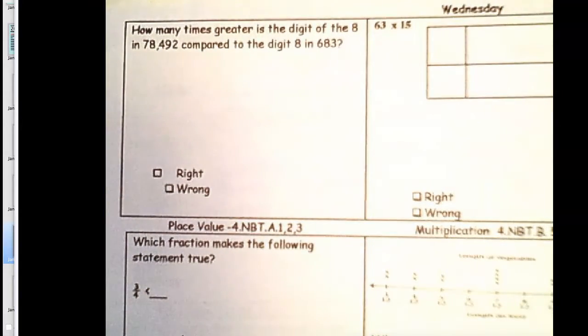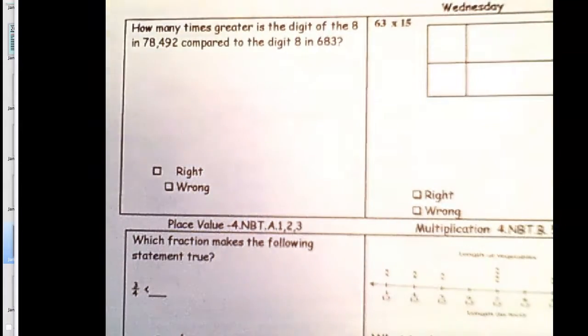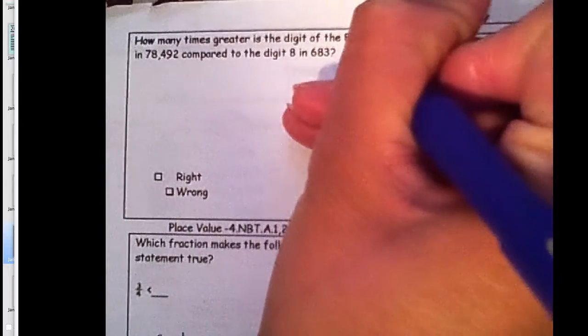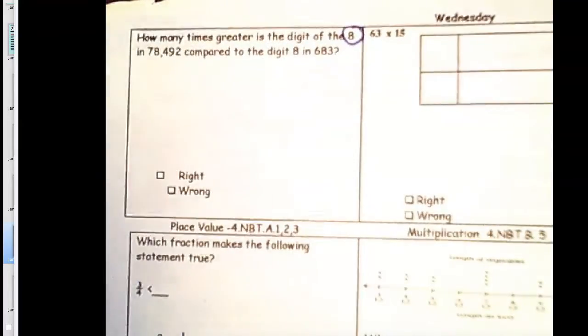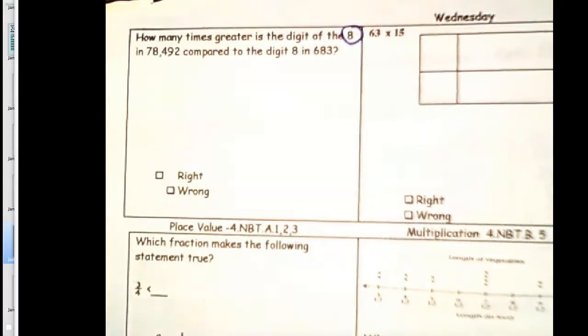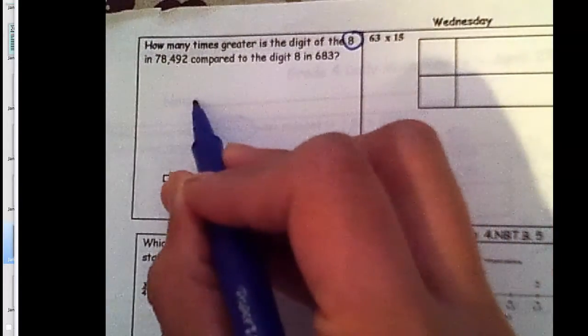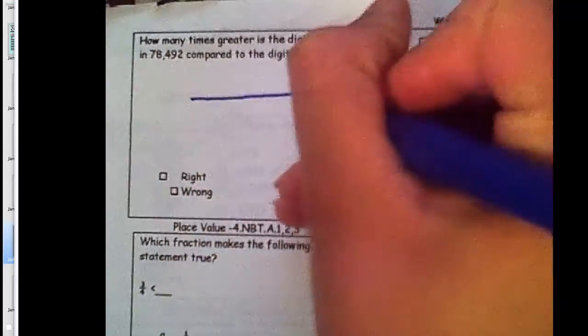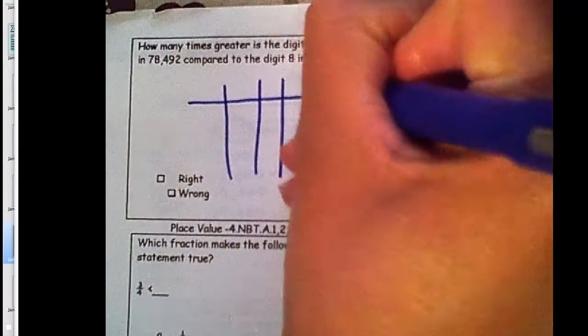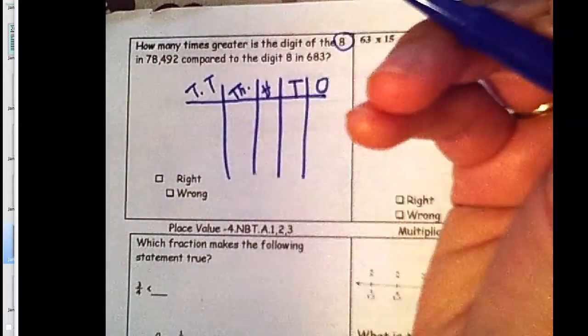It says, how many times greater is the digit 8 in 78,492 compared to the digit 8 in 683? So I've noticed that this question is asking us to focus on the digit 8, and we have two multi-digit numbers that we're comparing. So what I'm going to do, the strategy that we learned in class, is using our place value chart. So I'm just going to go ahead and write that down. So I have my ones place, my tens place, my hundreds place, my thousands place, my 10,000s place, and that's as far as I need to go.